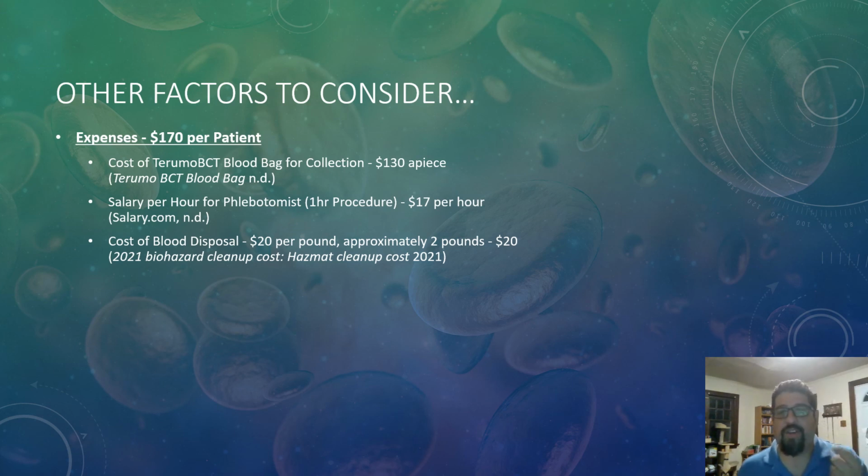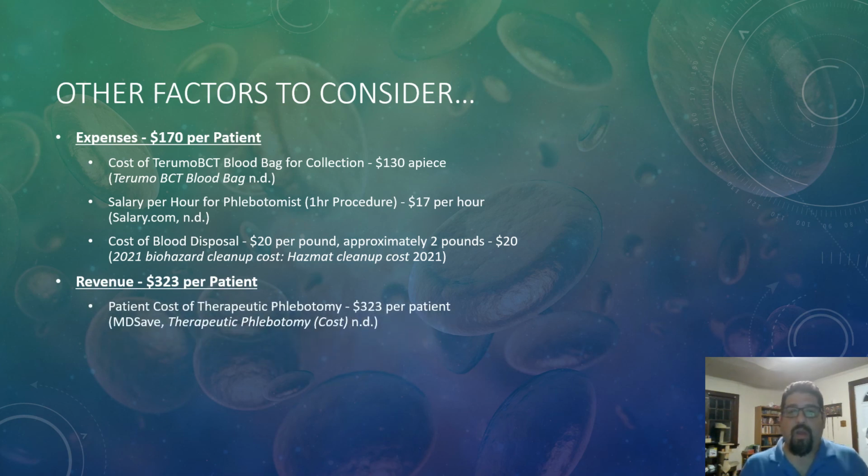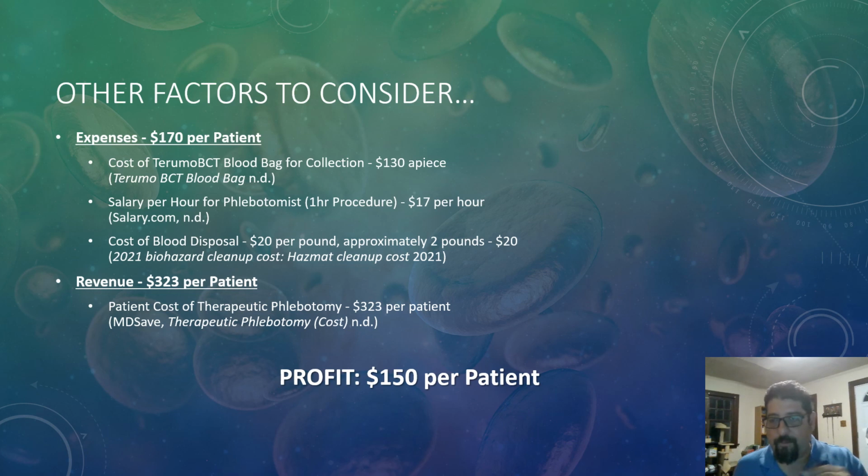The reason I use the Terumo for my pricing for the blood bags, that's generally the industry standard. And after this blood is drawn, you can't use it, so you have to discard it. And that's about 2 pounds at $20 a pound, so about $40. Sorry, it might be $190 per patient. Our revenue is going to be $323 per patient. So with my mistake, figure $130 per patient that we profit.